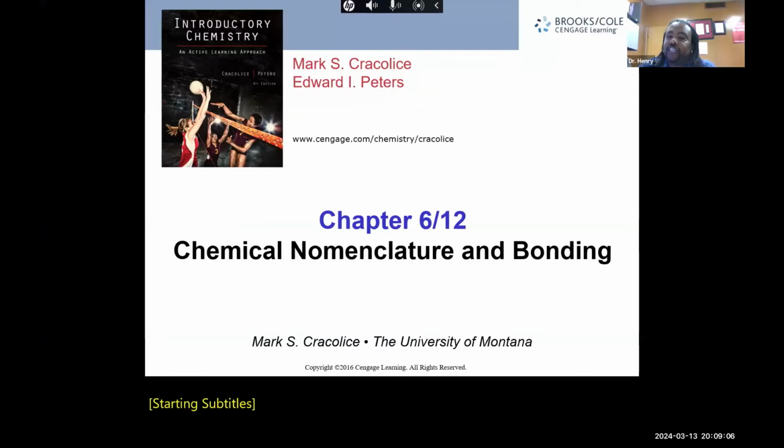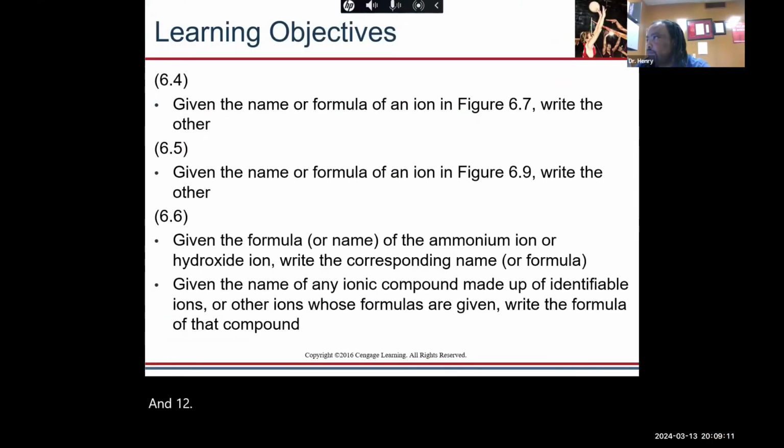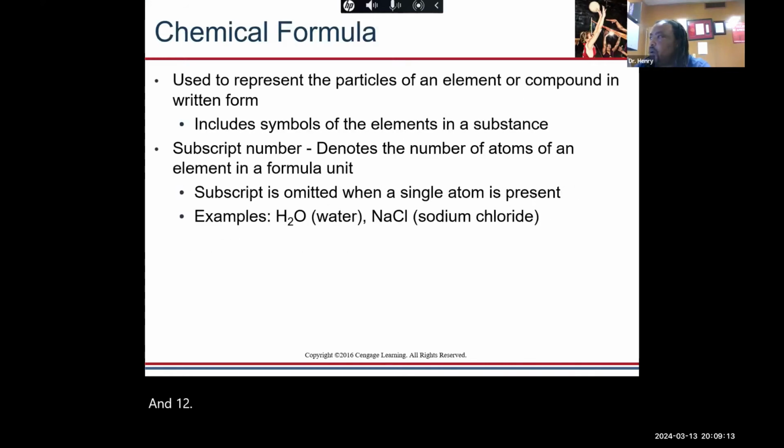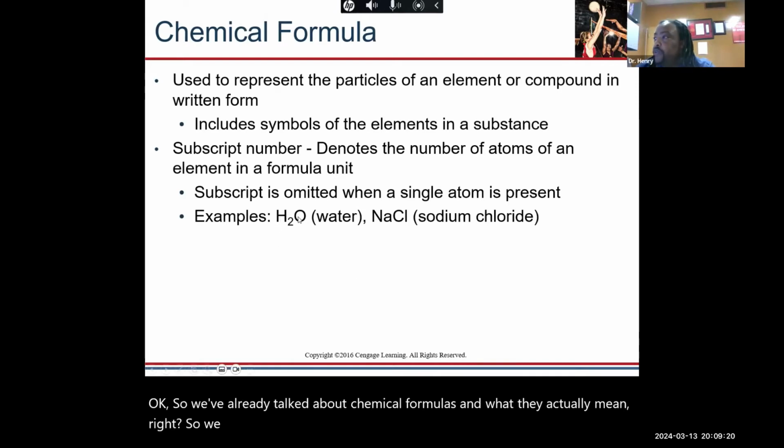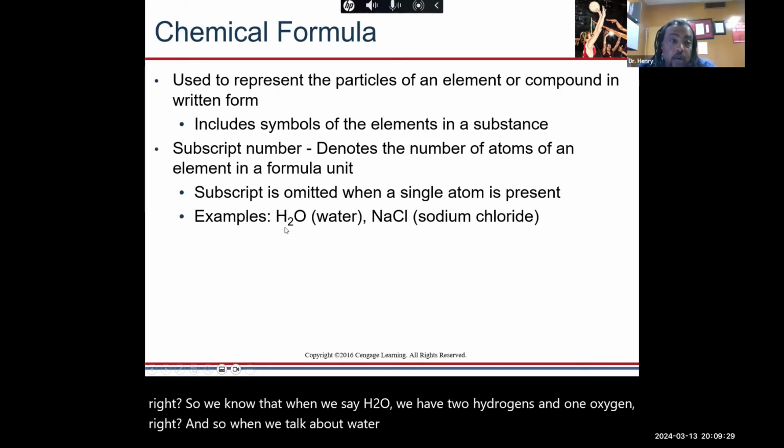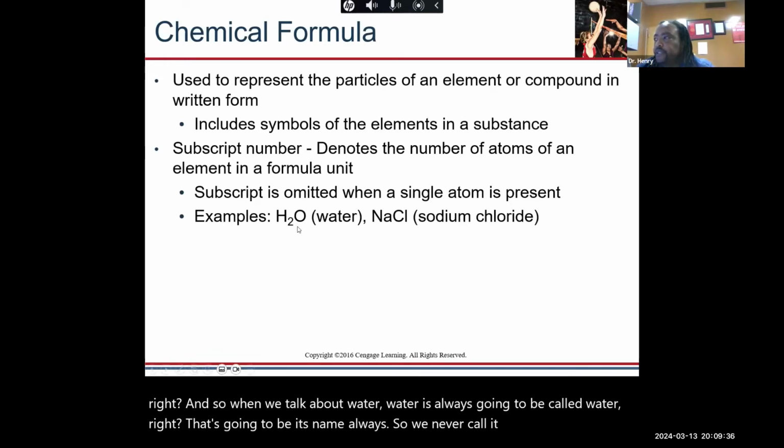So this is going to be chapter 6 and 12. Okay. So we've already talked about chemical formulas and what they actually mean, right? So we know that when we say H2O, we have two hydrogens and one oxygen, right? And so when we talk about water, water is always going to be called water. That's going to be its name always. So we never call it dihydrogen monoxide. We call it water.